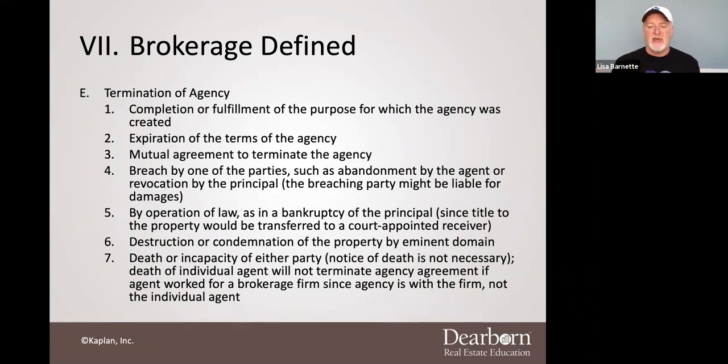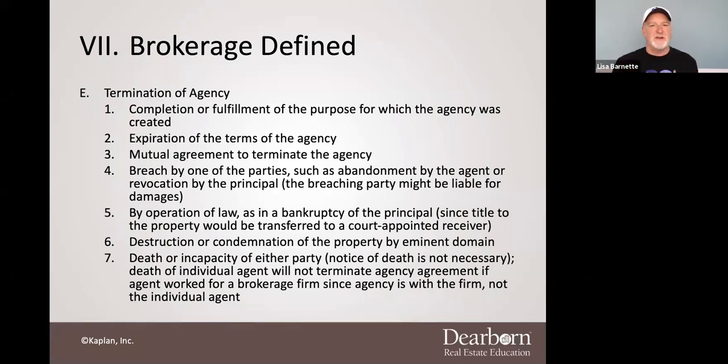Mutual agreement to terminate the agency. Now I want to look at number 3 and 4 together. Mutual agreement to terminate the agency, and number 4 says breach by one or more of the parties. Do you understand in number 3, mutual agreement means something like this? Hey, look, Chris, you listed my house. You didn't get it. You haven't got it sold yet. Our chemistry doesn't seem to work. How about if we go our separate ways?